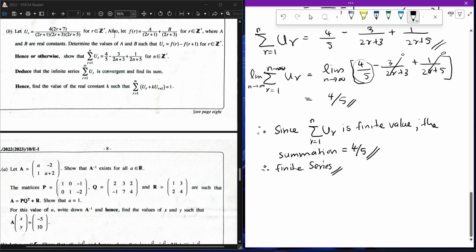So those are the conditions. Now the conditions: what the final output of your answer is, and what you got to know from that answer, that this is a finite or infinite series. So we have completed up to here.